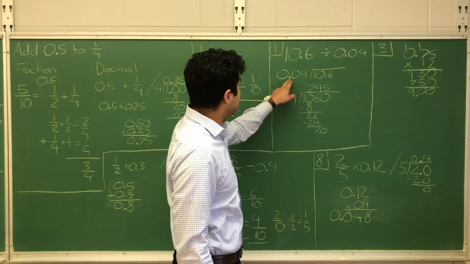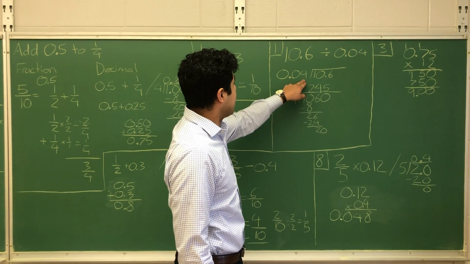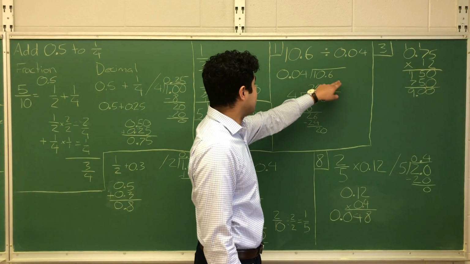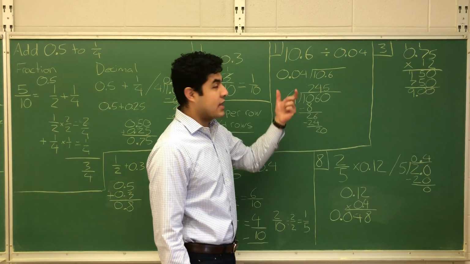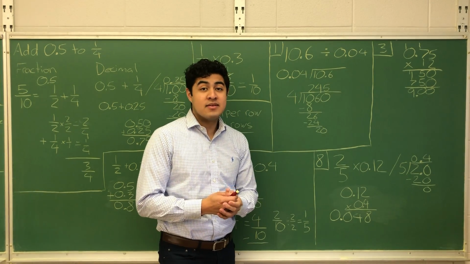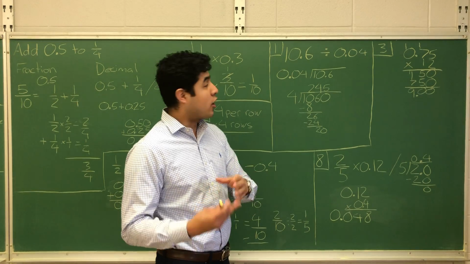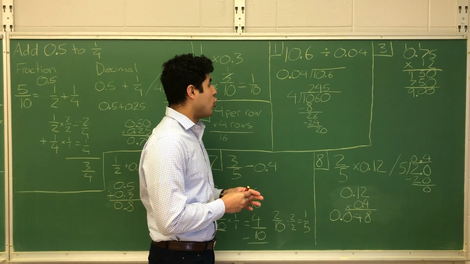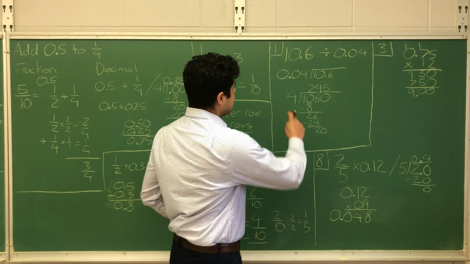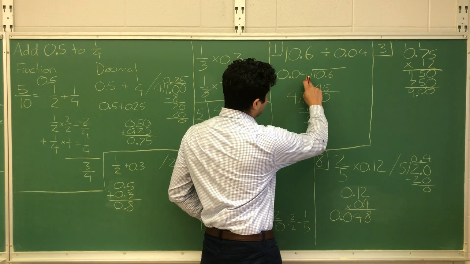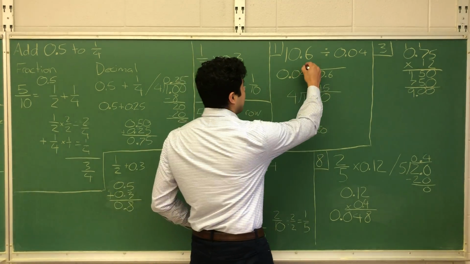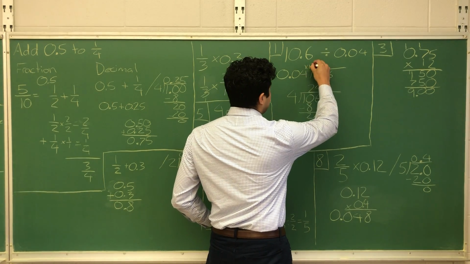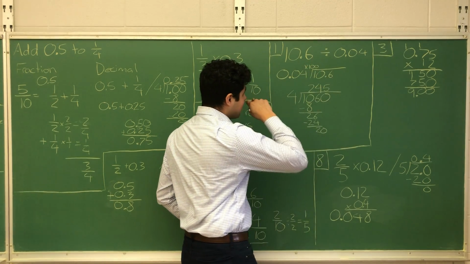So I've got 0.04 as my divisor and 10.6 as my dividend. Now, remember, our divisor can't be a decimal number, so we need to convert our divisor into a whole number. How do we do that? Well, we need to move our decimal over 2 places. And if you remember from the previous lesson, in order to do that, we need to multiply it by 100, or by the number of spaces it needs to move.